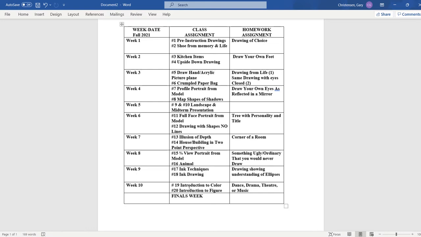Down here in week 10, we're doing color. So that's going to be using paints or something else. There's ink work in week 9, so we're going to need some ink pens at that time. You don't need them now. All you really need now is some drawing pencils and the paper. But I say go ahead and get the Bristol because it's thicker and you can do so much on it.